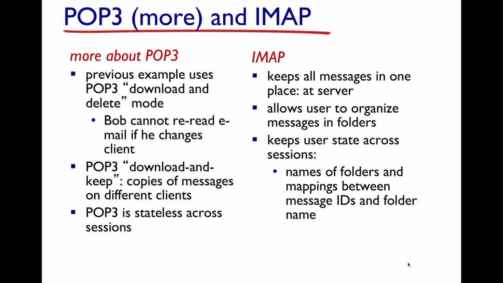So POP downloads, they changed it so that it keeps stuff on the server. IMAP associates folders, and that stuff travels with the server. So if you try to connect to it from different devices and different locations, different computers, it's always the same.